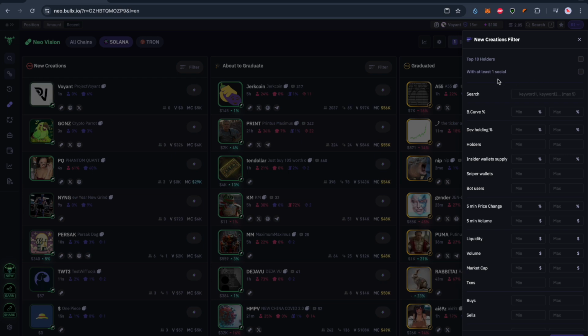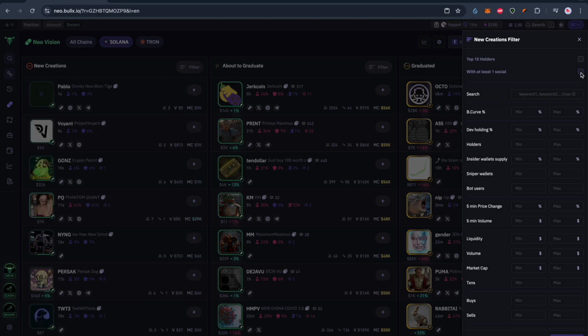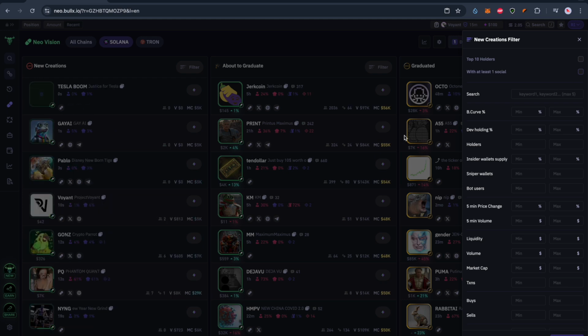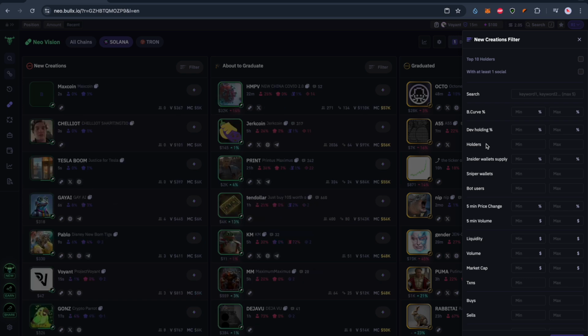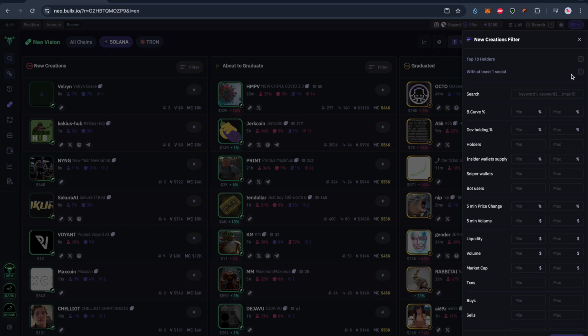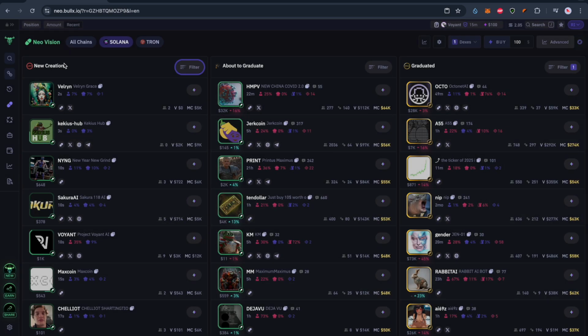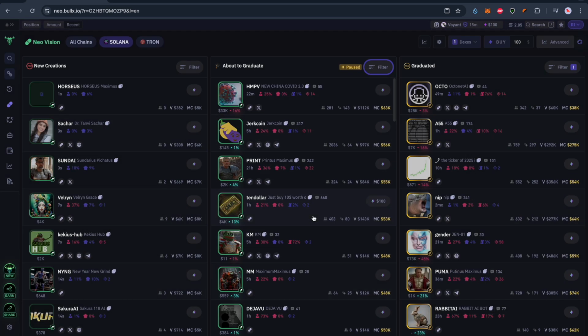You might have one filter, which I can see people using, which is having one social, which adds legitimacy to a project. But for example, if a coin is a quick runner, let's say Elon Musk posts, people are trying to create coins quickly and they might not post a social on it, so you might miss that. For that reason, you just want to have an empty filter for new creations. Same thing for about to graduate coins. You want to see all the coins that are about to graduate.